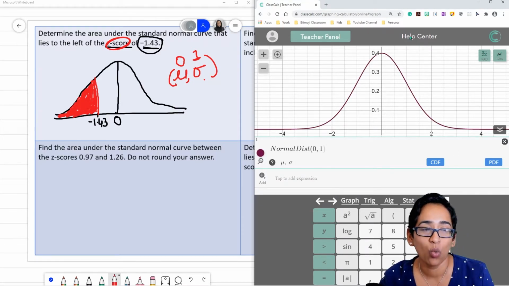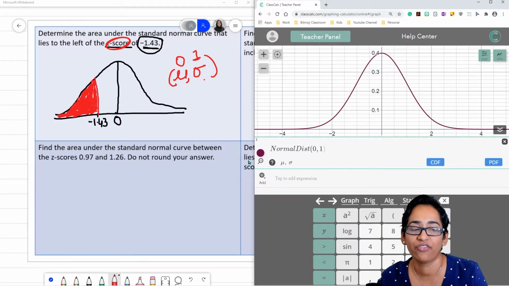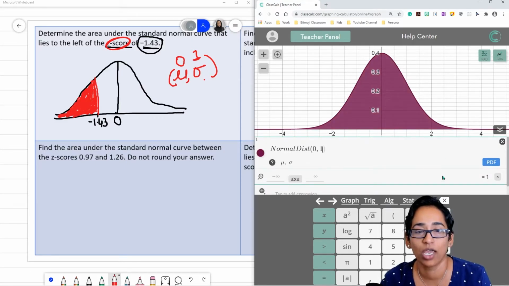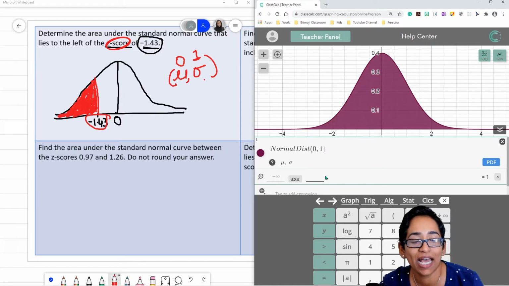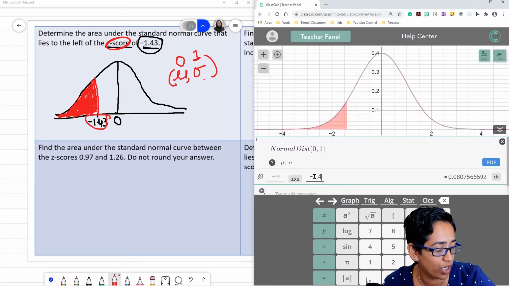Once I have this, sometimes you might not see your graph. If you don't see your graph, please make sure you click this little icon here that looks like a graph. And then you will click on CDF. All right. Remember what I'm trying to do? I'm trying to find less than negative 1.43. Once you have your graph, you will see which side of the area you are looking for. I'm looking for area to the left, so I have to plug in for less than. So I'm going to go to my right-hand side, negative 1.43.